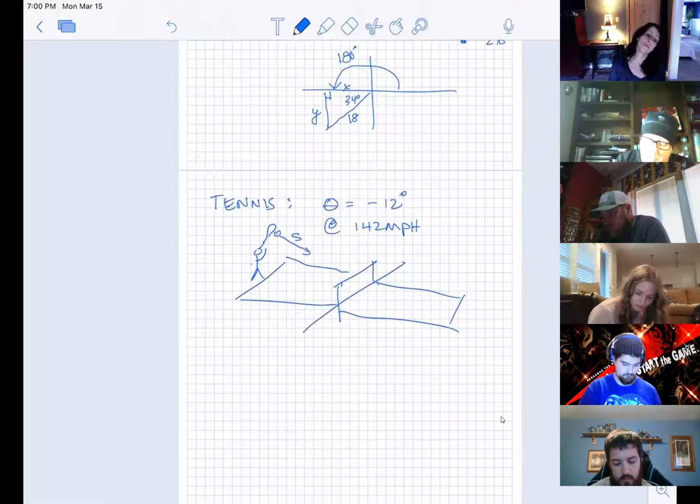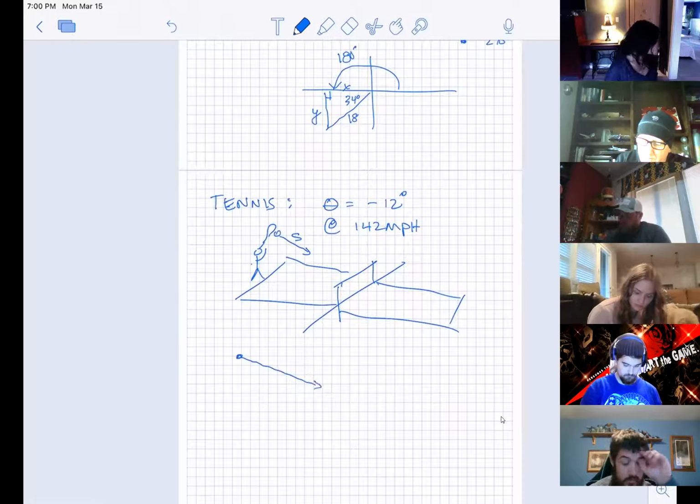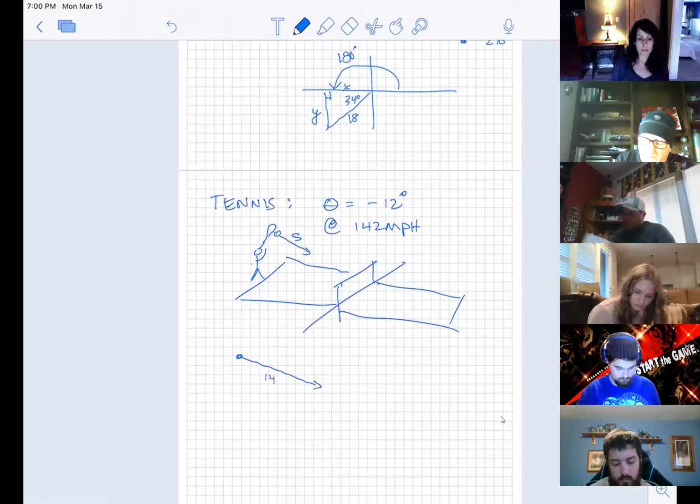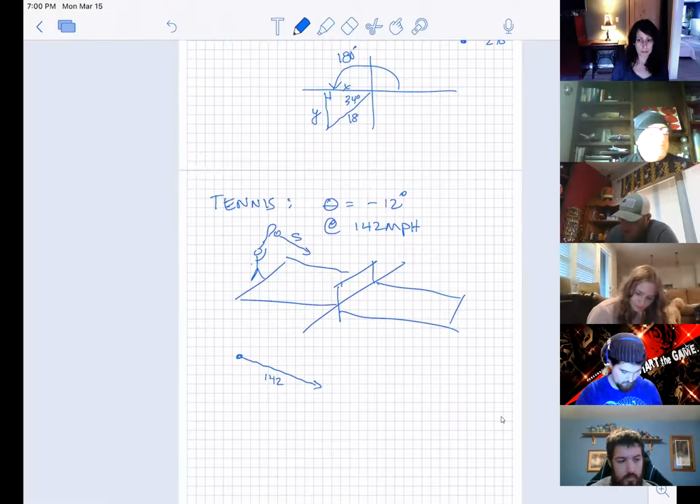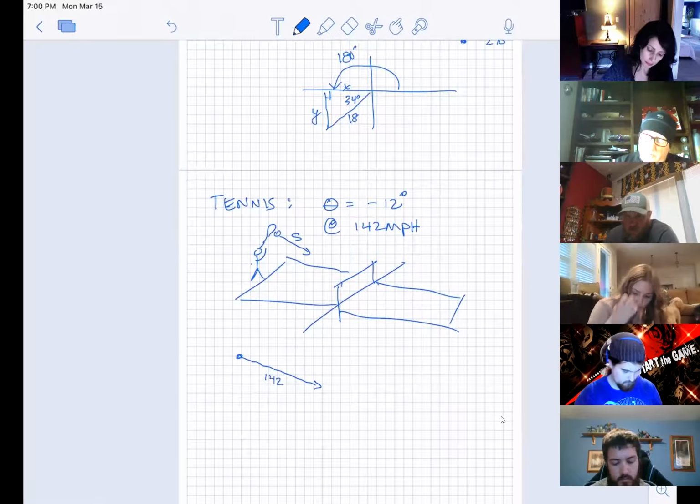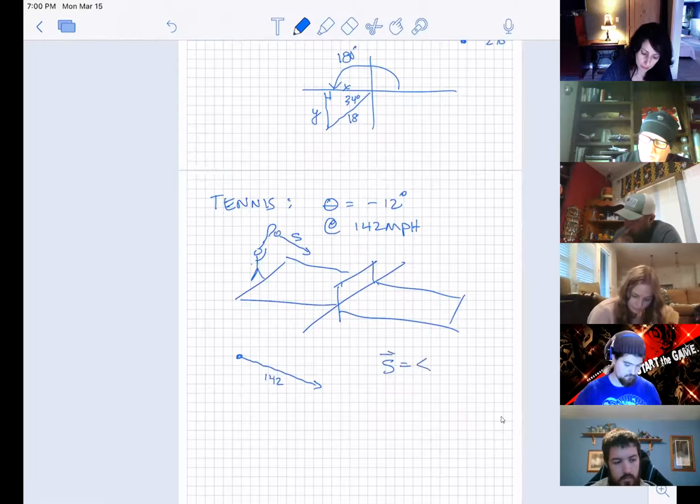So my advice to you is draw this thing out. Draw the right triangle that this represents. All vectors are just right triangles every time. Where does the 12 go? Ultimately, what I want to know is vector S, what is it?